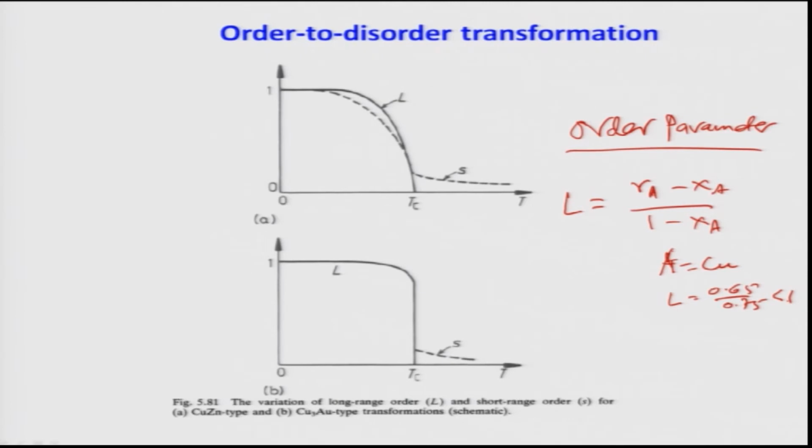Similarly, in the case of the B2 structure also, we can define it the same way. The definition is exactly the same. It can also be written as R_B minus X_B divided by 1 minus X_B, that is also possible.